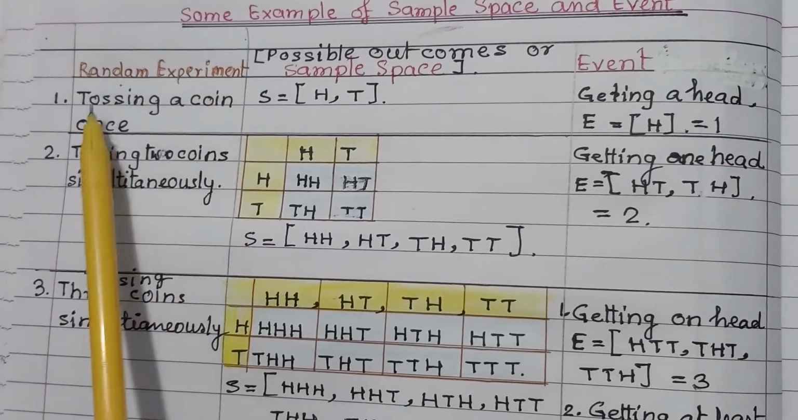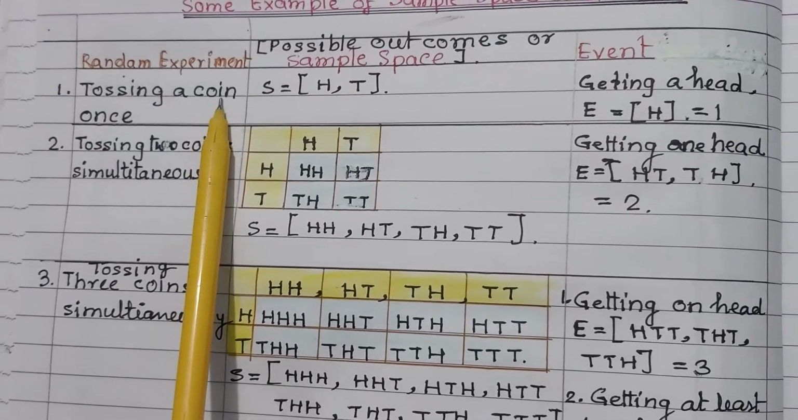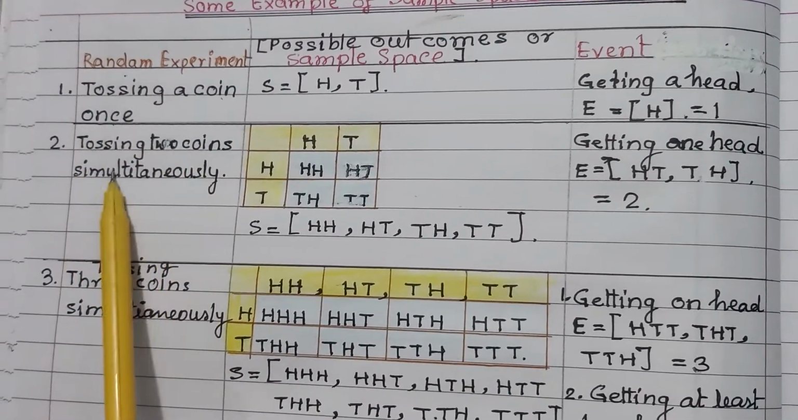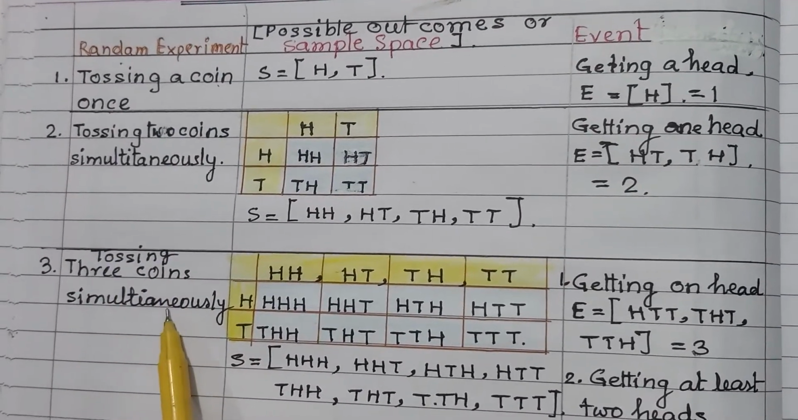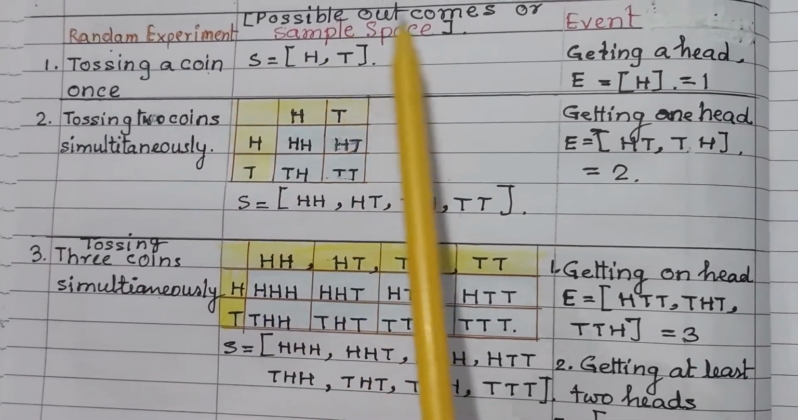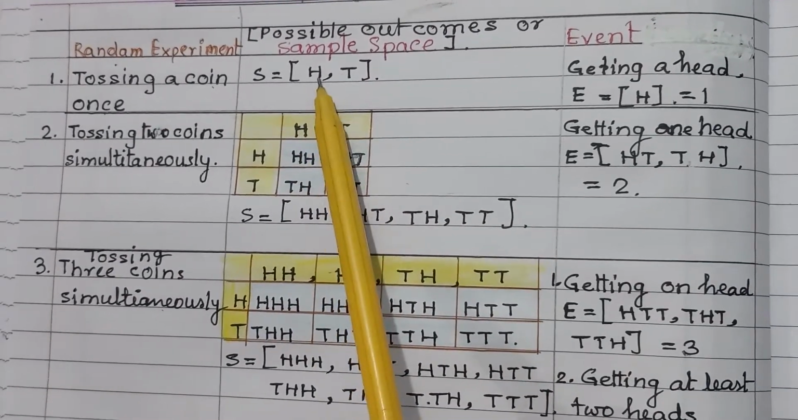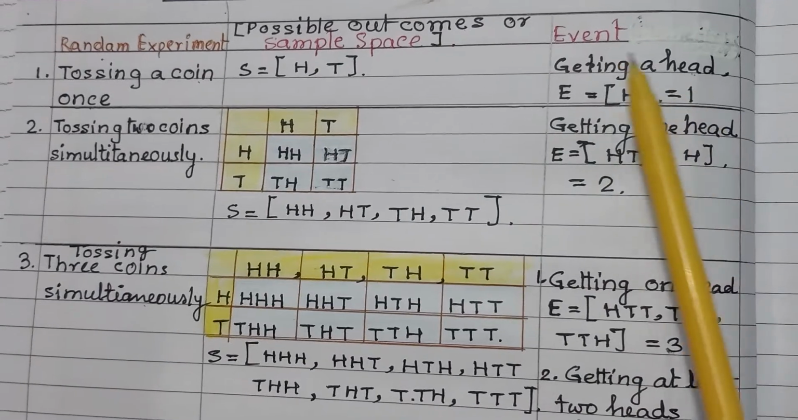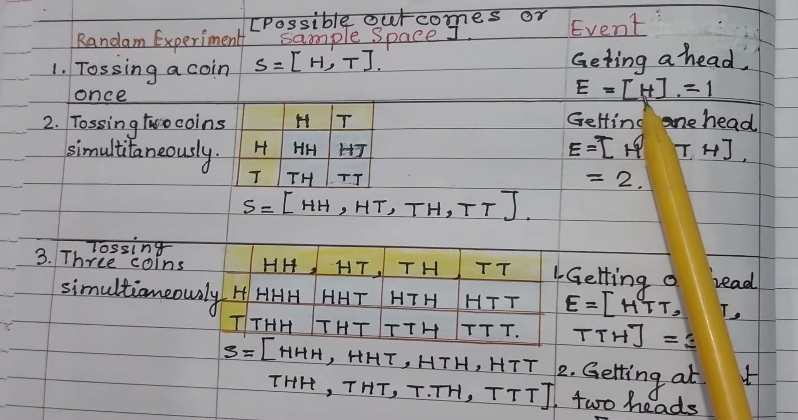A random experiment is tossing a coin. Tossing a coin once, tossing 2 coins simultaneously, or 3 coins simultaneously. These are the experiments. Now when a coin is tossed, the possible outcomes are the sample space. The sample space is head and tail if it is one coin, and getting a head is the event. So event E is the head.